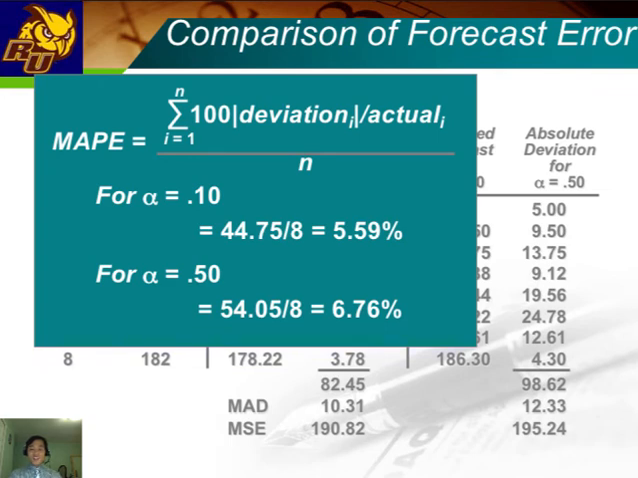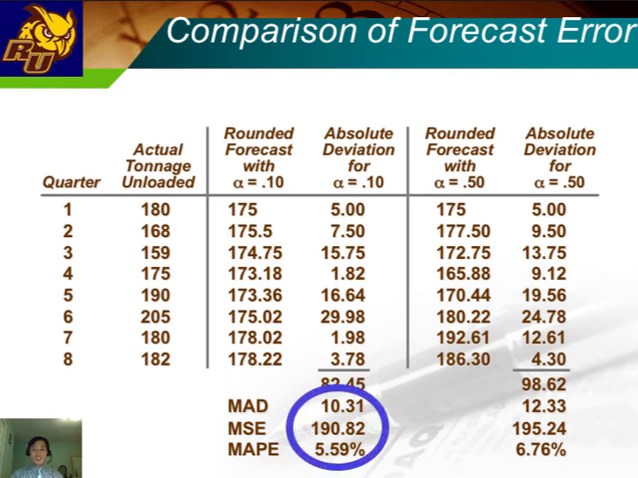As for MAPE, if you go through the calculation, you will find that when alpha is 0.1, it's only 5.59%, but when alpha is 0.5, the MAPE is 6.76%. So it's much easier to interpret, and you can clearly tell the first model is producing lower errors than the second model. Taken together, in all three forecast error measures, the first model is more reliable and accurate than the second model, right? So these are lower than this, so that's why the first model is better. Thus, you can choose the first model and use it for your forecasting.